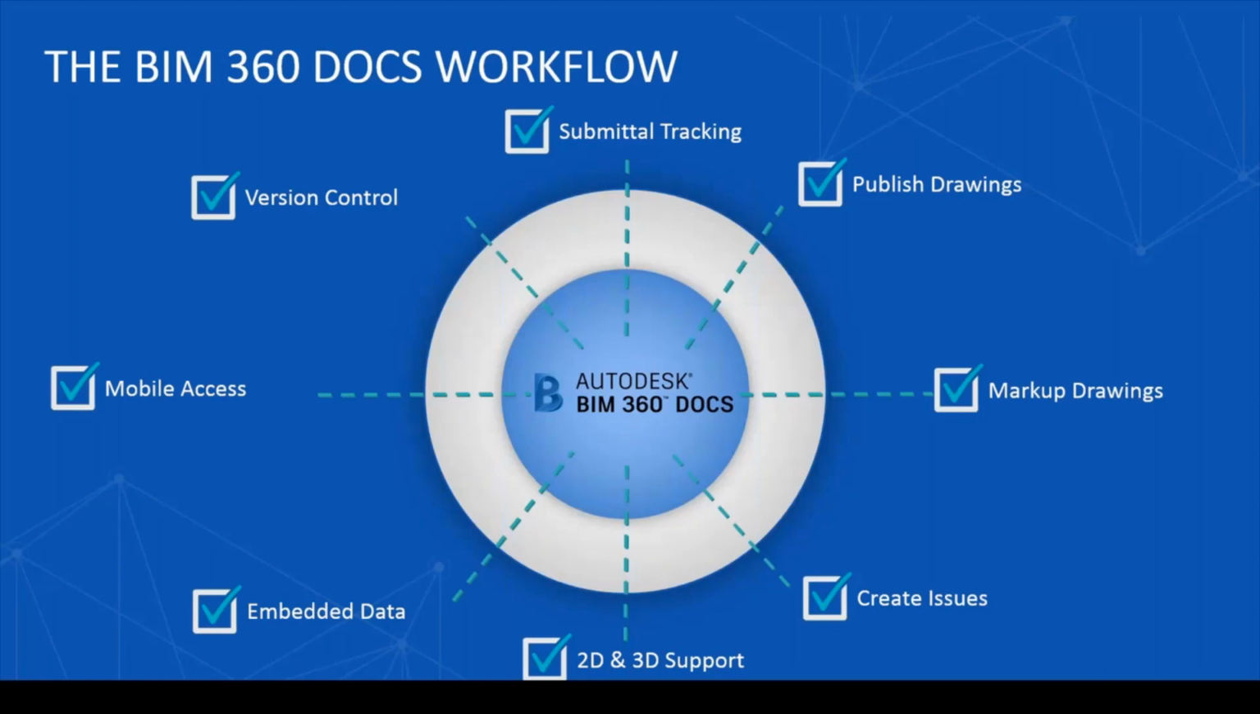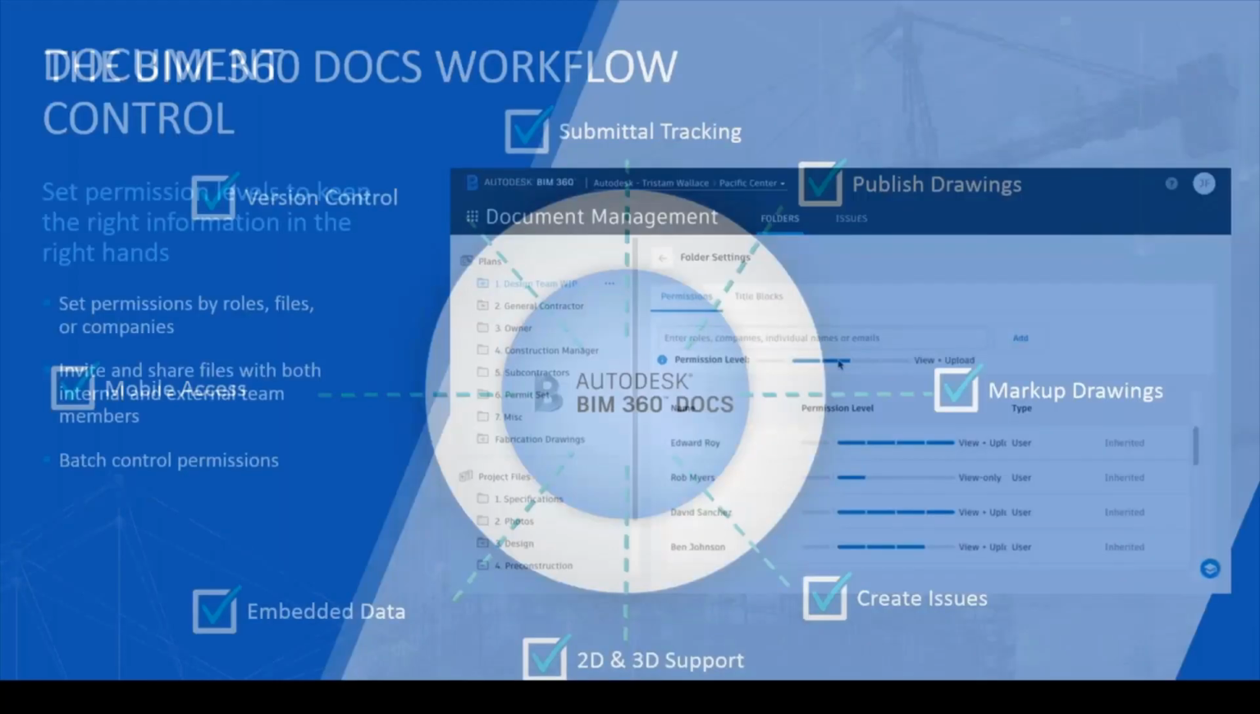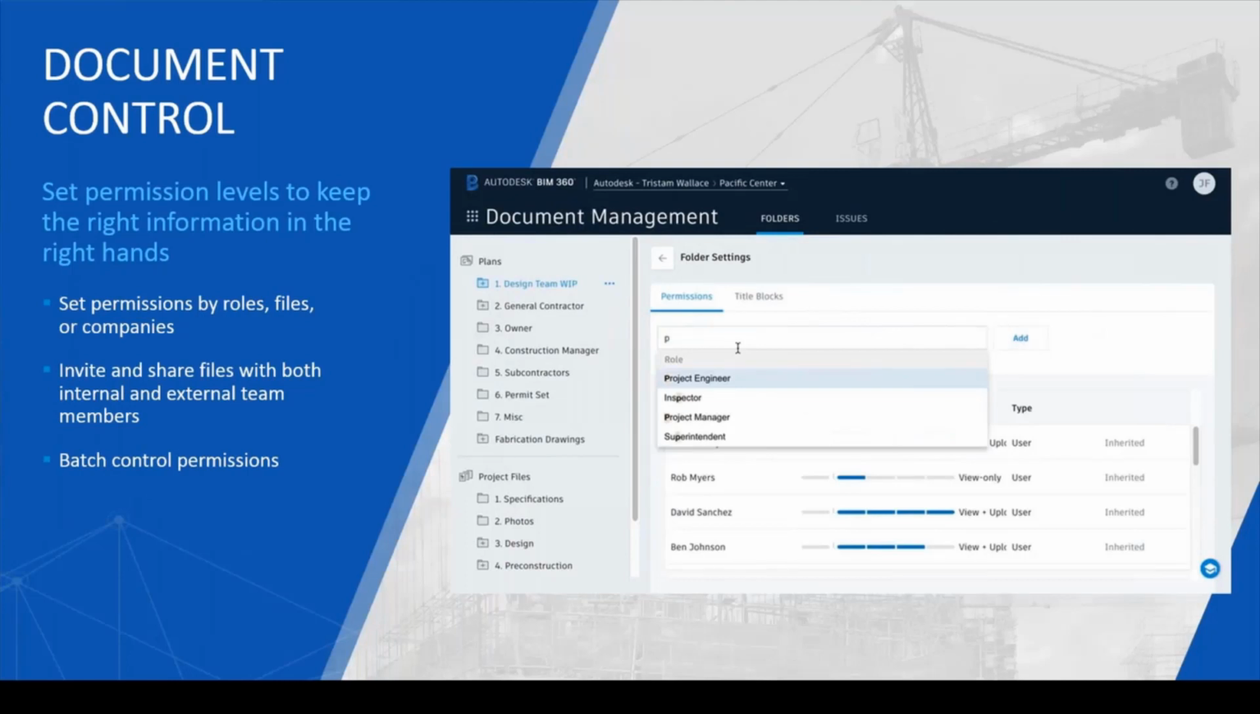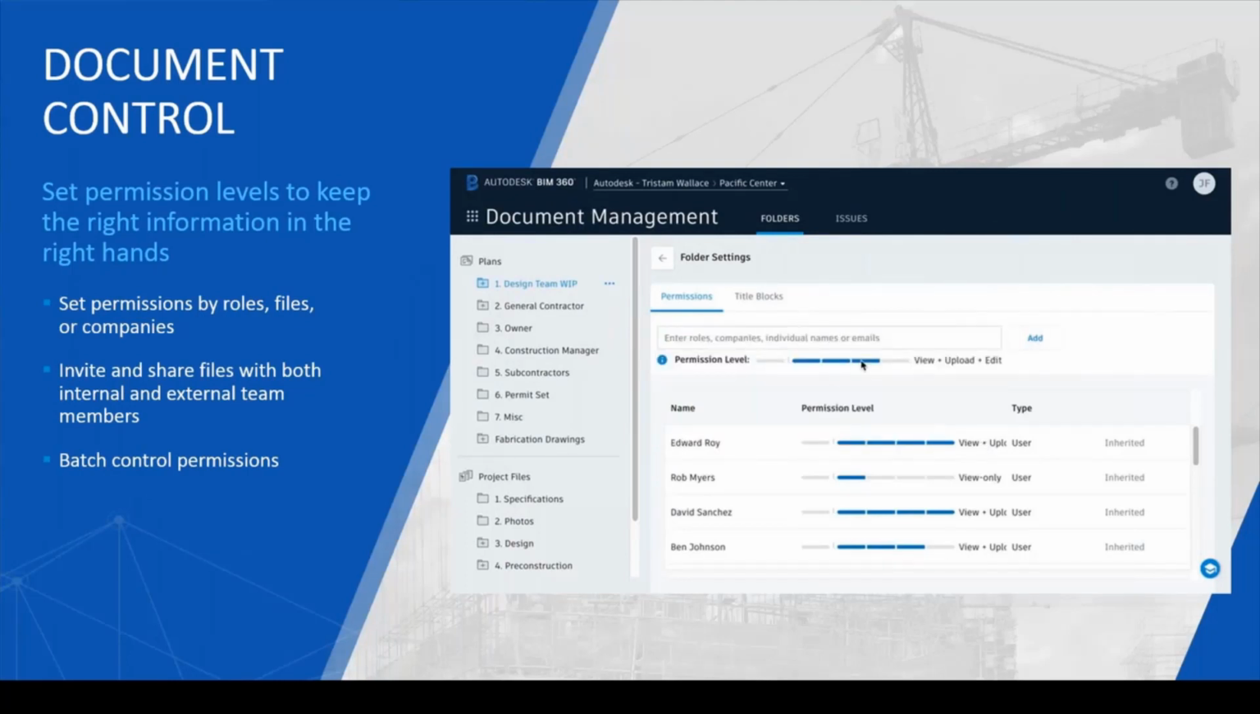We're also able to automate the version control, which I'll show you some of in the demonstration. Looking at some of the document control, you're able to set permission levels to keep the information with the relevant people, and you're able to change that as an administrator within BIM 360 Docs. These permissions can be set by roles, by files, or by companies, and then you're able to invite and share files with both inside and outside team members. You're also able to set batch control permissions, so if it's a certain folder, a certain set of drawings, a certain project, or a certain company, you're able to do that as well.